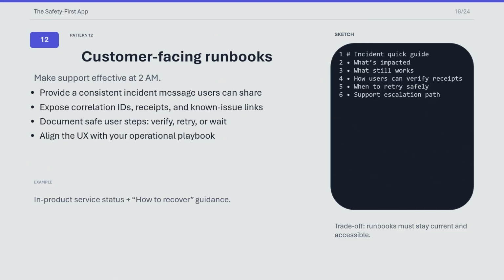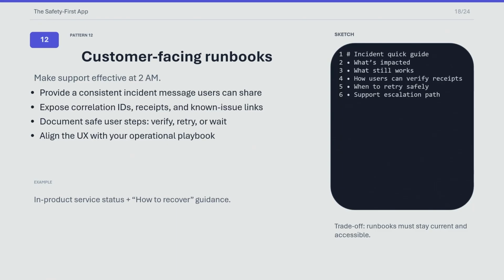Think about documenting the safe user steps as well: verifying, retrying, waiting, and aligning the UX with your operational playbook. So think about, for instance, an incident quick guide. Think about what's impacted, what still works, how users can verify receipts, when to retry safely, and the support escalation path. Having a specific customer-facing runbook can mean a lot to customers who then know the steps to take, but at the same time for you, who will be waking up at 2 a.m. to 3 a.m., dealing with that with a brain that currently needs coffee, it's a very important thing to keep in consideration.